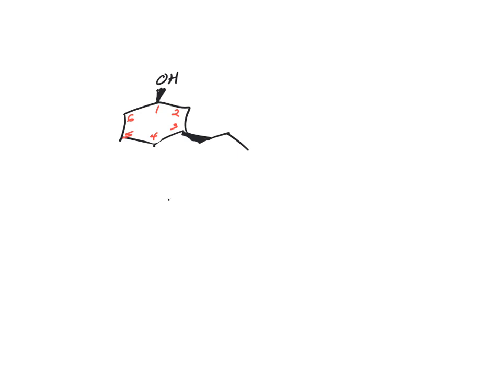I could draw this one, or this one, or that one. It doesn't matter as long as what never changes: if you're up, you're always up. If you're down, you're always down. Right? So it actually doesn't even matter if I draw these up on the chairs. But the OH and the propyl need to be on the same side.